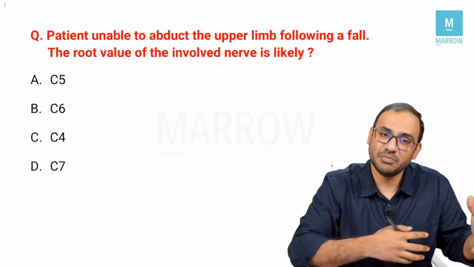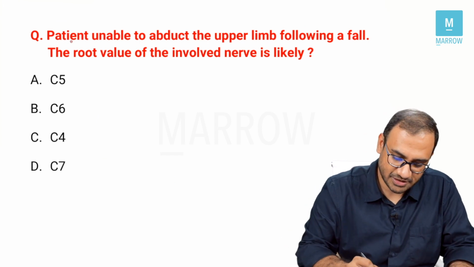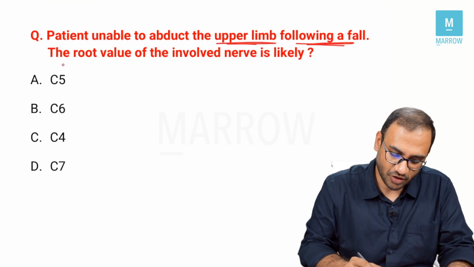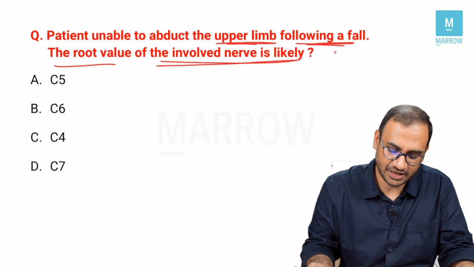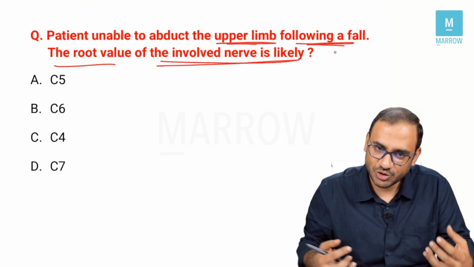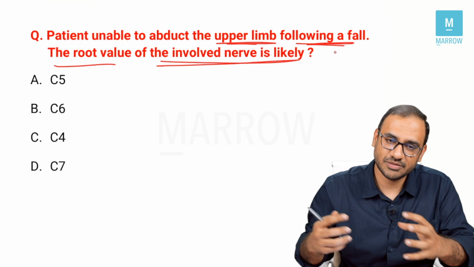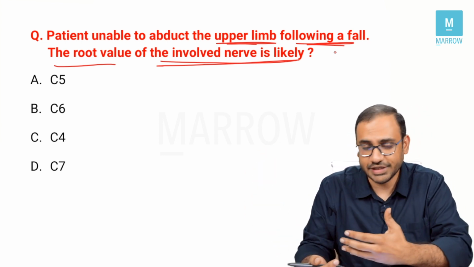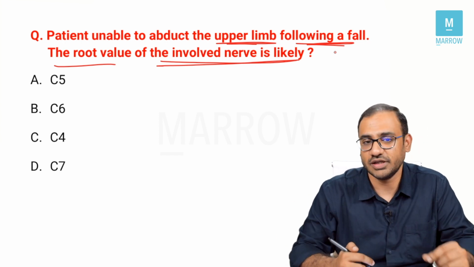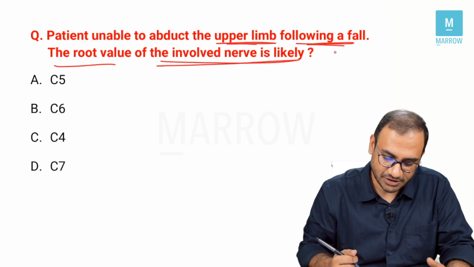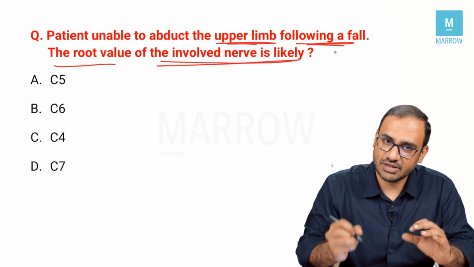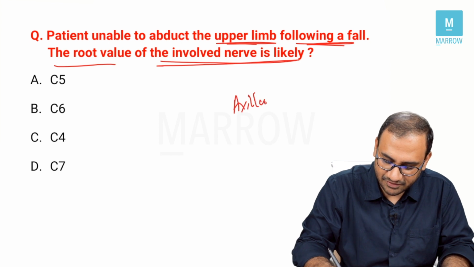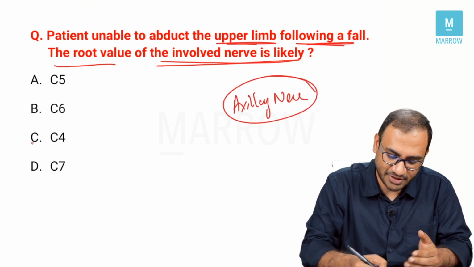Now the next question actually builds upon the previous question that we have talked about. It says a patient is unable to abduct the arm or upper limb following a fall. The root value of the involved nerve likely is. Now the abductors of the shoulder we know are the supraspinatus, but mostly it's the deltoid because it brings from 15 to 90 degrees, and then you have your serratus anterior and trapezius helping beyond the 90 degree angle, that is overhead abduction. Now we know that the deltoid is the principal muscle that they're talking about here, and the deltoid we know is supplied by the axillary nerve. We know it is supplied by the axillary nerve, but the axillary nerve is not in the options.